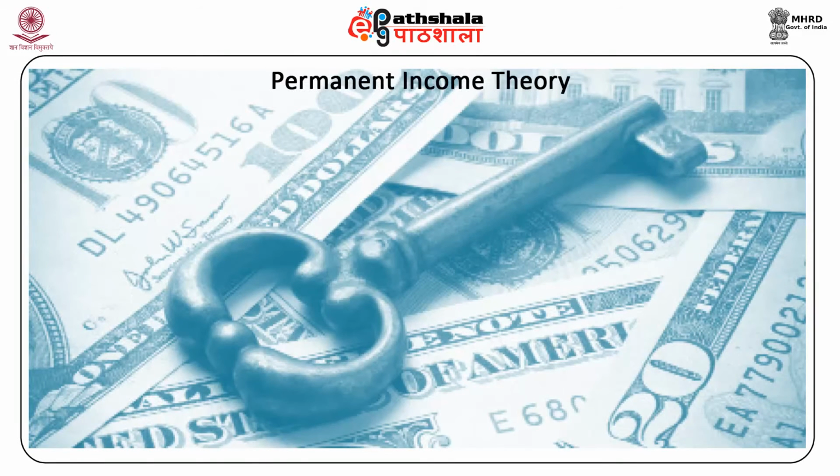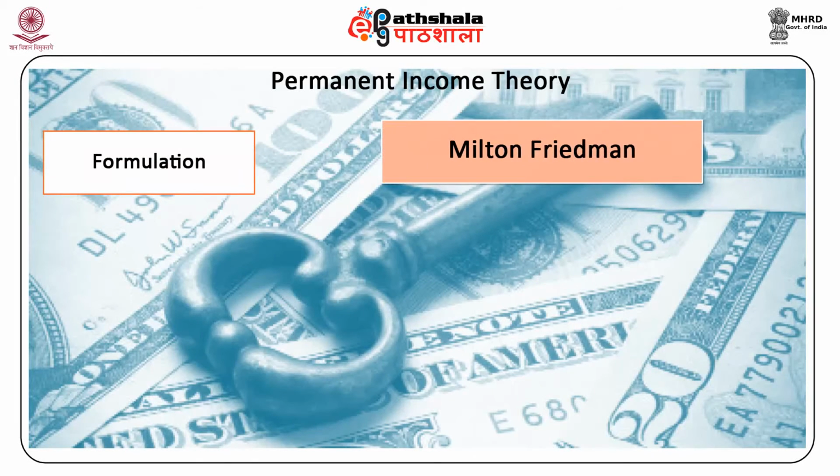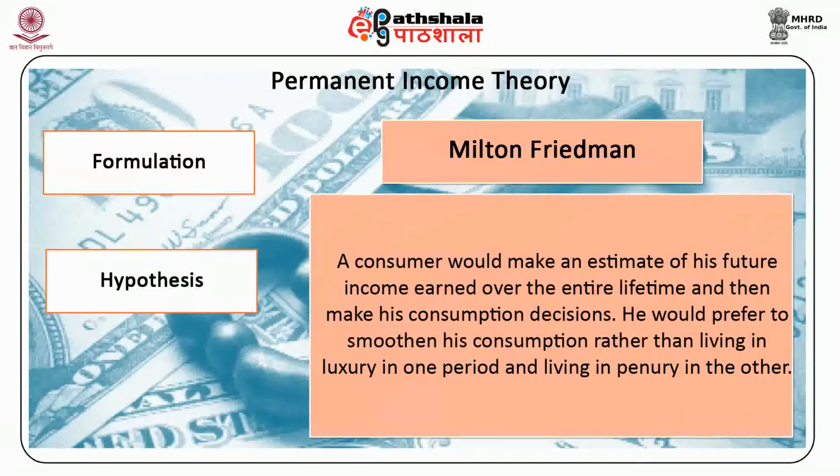Now, we will discuss the permanent income hypothesis. The permanent income theory was formulated by Milton Friedman. It is based on the hypothesis that a consumer would make an estimate of his future income earned over the entire lifetime and then make his consumption decisions. He would prefer to smoothen his consumption rather than living in luxury in one period and living in poverty in the other. In this sense, the underlying idea behind this theory is quite similar to that of the life cycle hypothesis. In fact, due to their similarity, many researchers club these theories and refer to them jointly.